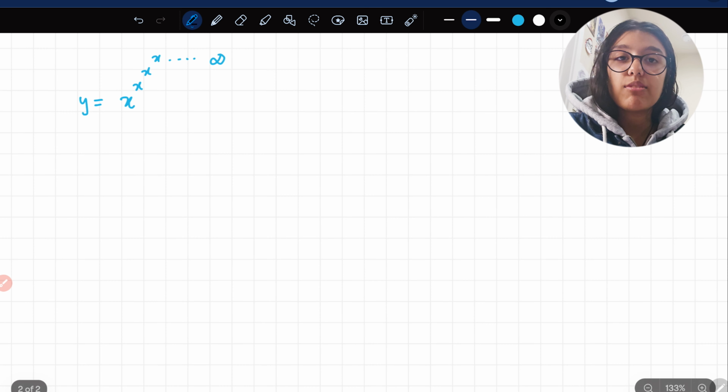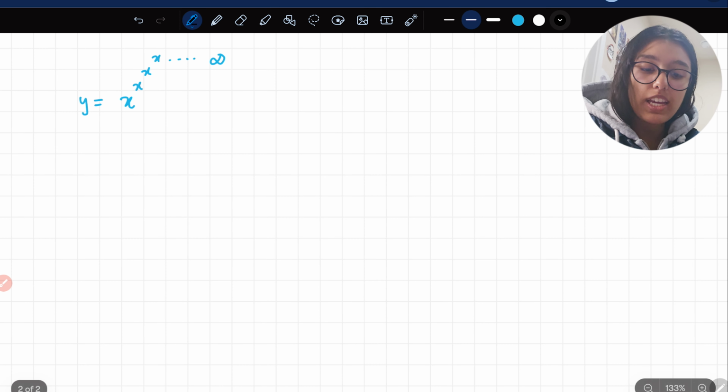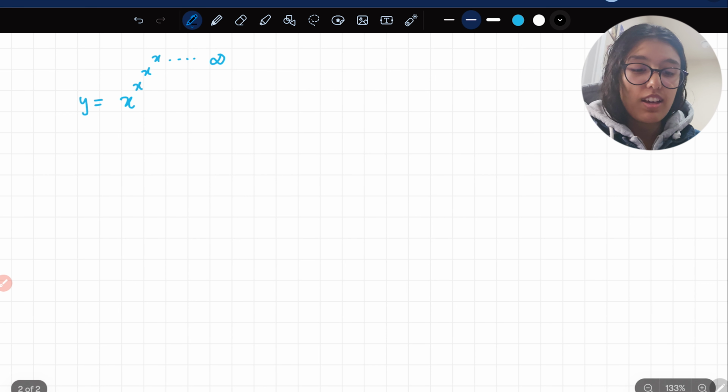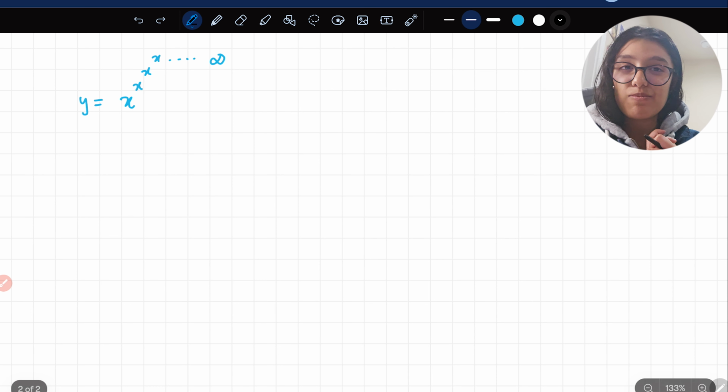Okay, so we have our first problem here. So we have y equals x to the power x to the power x to the power x infinite times. And of course, we can see why this is an infinite series. Well, because we quite literally have that infinity right over there. So how do we approach these problems? If you want to give this problem a try, feel free to pause the video and give this problem a go. But for those of you who have no idea how to solve this, no worries.